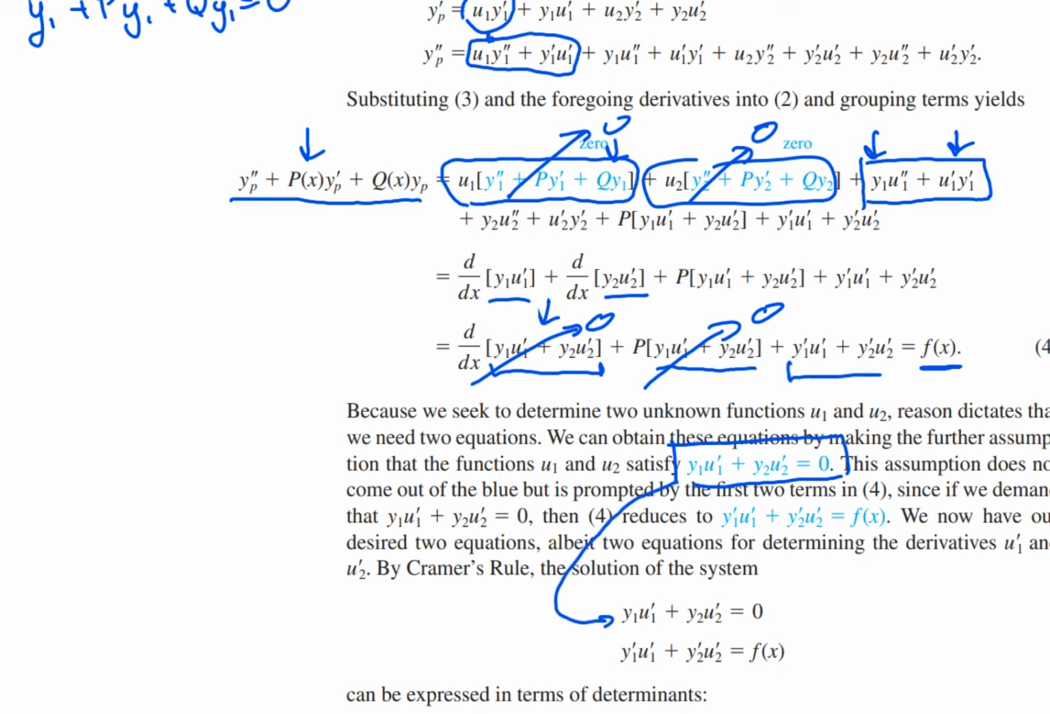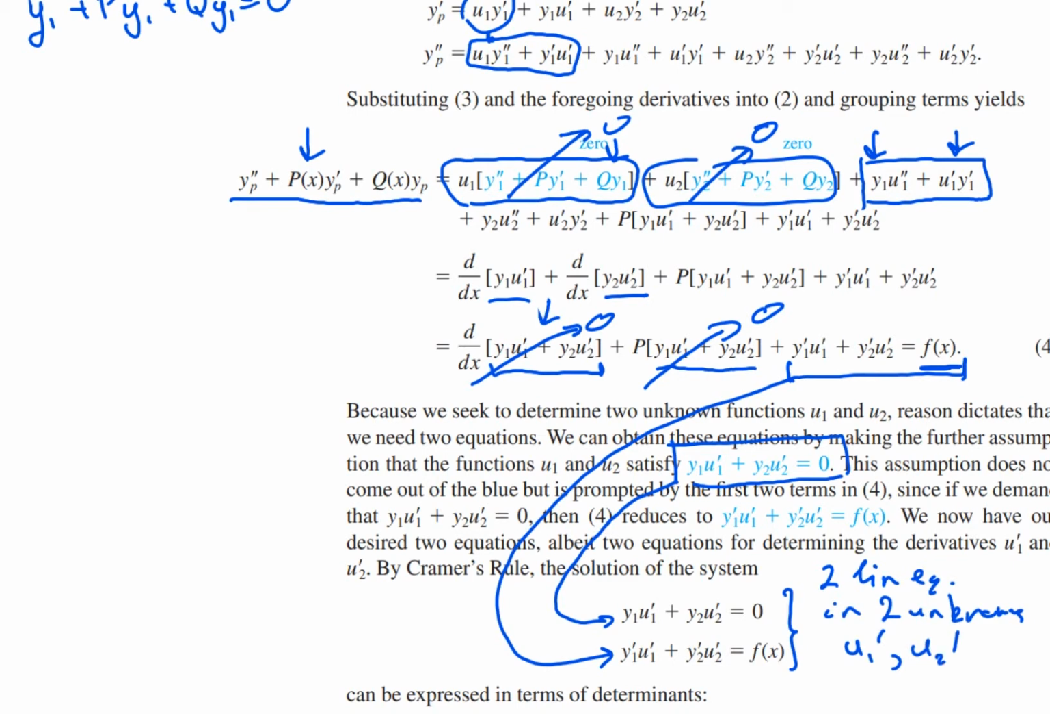Then what's left from the actual differential equation goes in there. 2 equations and 2 unknowns. Now it looks a bit funny, but it is in fact 2 equations and 2 unknowns, because you have to remember that y1, y2 and f are all known. This is a linear system, so this is 2 linear equations in 2 unknowns. And the unknowns are called u1 prime and u2 prime. So it looks like a differential equation, which it is.